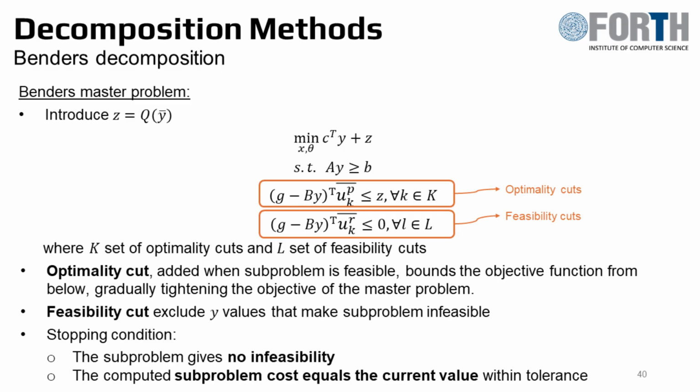There are two types of cuts. If the subproblem is feasible and bounded, we add an optimality cut that bounds the objective function from below, gradually tightening the objective of the master problem. If the subproblem is infeasible, we add a feasibility cut so that we exclude y values that make the subproblem infeasible. The stopping condition is the following. If the subproblem is feasible and the optimality cut generated for the current y is not violated, meaning that z already matches the subproblem value within tolerance, then the current solution is optimal and the algorithm terminates.